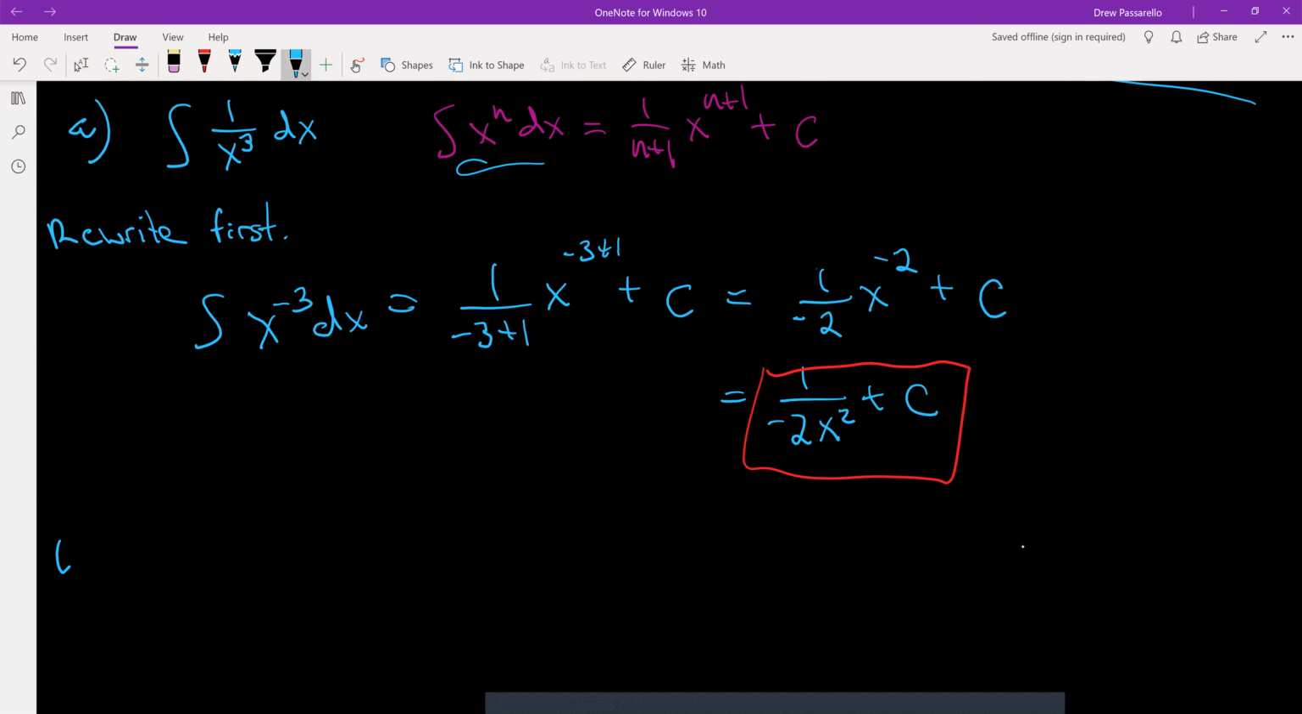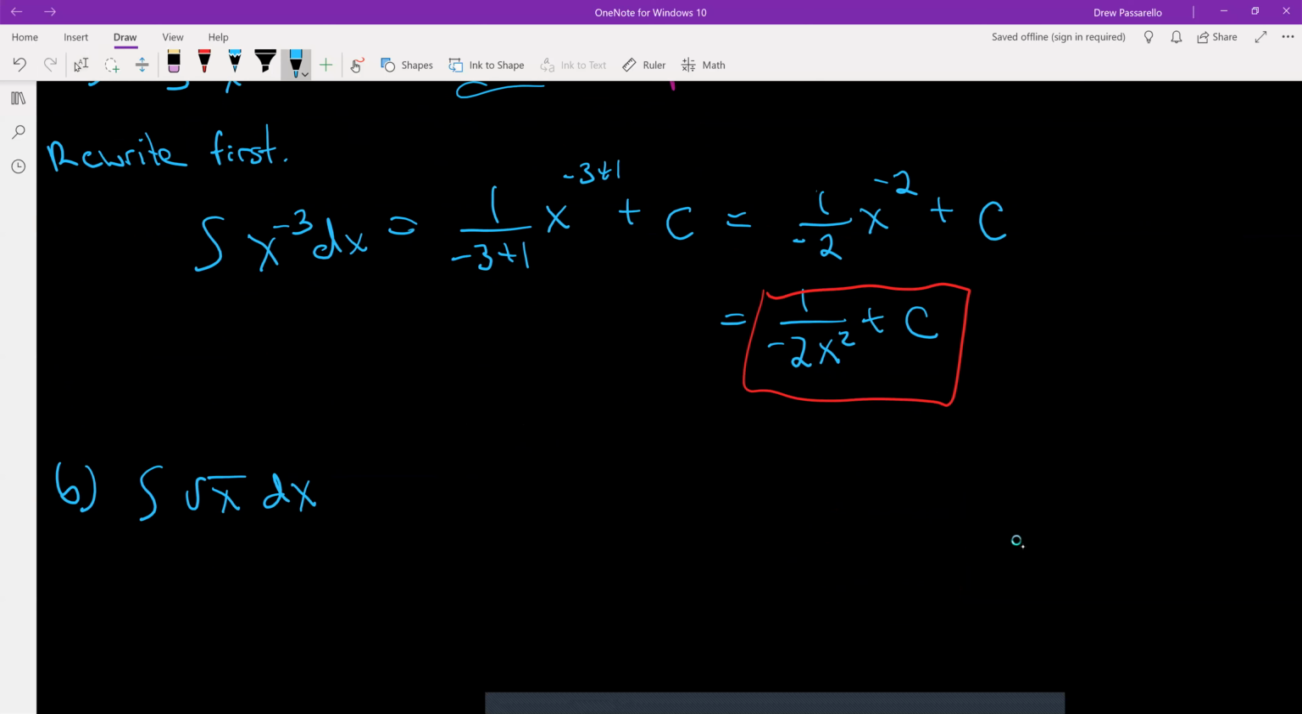So part B, the square root of x dx. Again, I'm going to use the same rule, but I need to rewrite it into a format to which I can apply the rule. Anytime you have a square root, that's the same thing as raising it to the 1/2 power. So this would be x to the 1/2 dx. Now I apply the rule. That's going to be 1 over 1/2 plus 1, and then x to the 1/2 plus 1, and plus c.